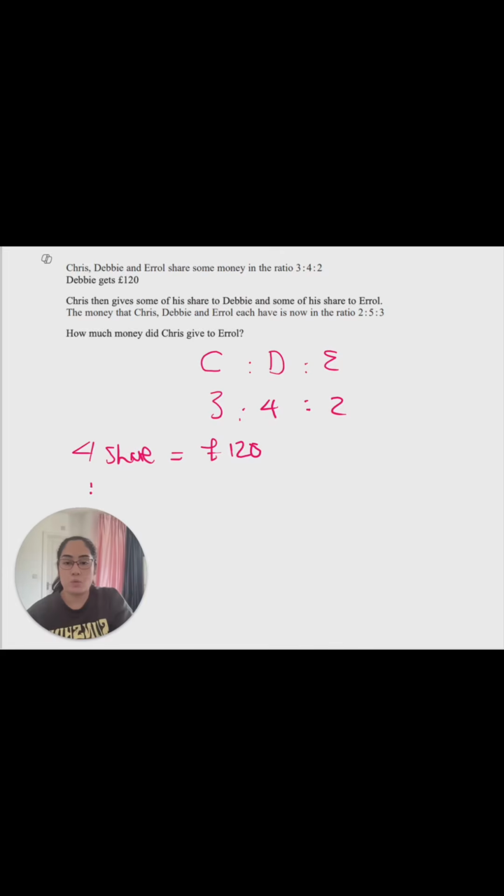So from that we can find out what 1 share would be. If we do 120 divided by 4, because she had 4 shares, that gives us the amount for 1 share. So that's £30. So 1 share is equivalent to £30. Based on that, we know that Debbie had £120, Chris would get £90 and Errol would get £60.